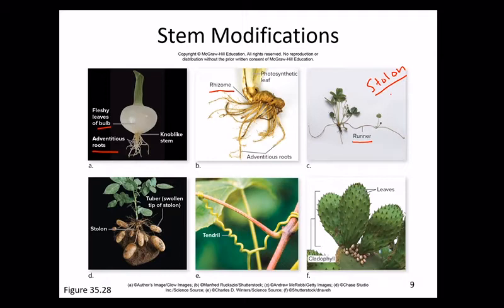In this case, the stolon is going to form a new node further down, which is going to form another plant that can grow. Another modification of a stolon is a tuber. And so tubers, potatoes, are actually stem modifications.